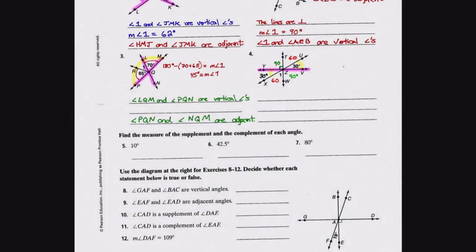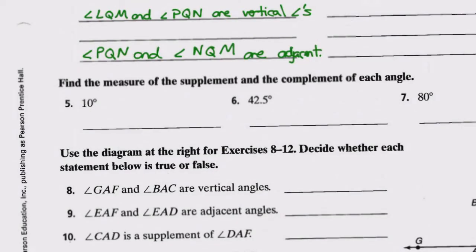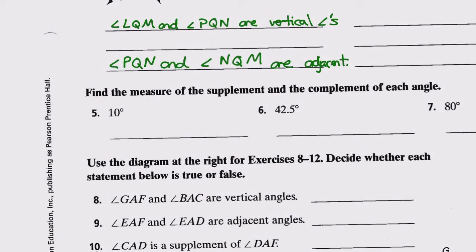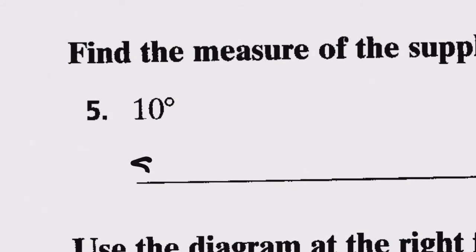Okay, let's go down here to number 5. They want you to find the supplementary angle and the complementary angle of 10 degrees. Let's zoom in here a little bit. What would be the supplementary angle? I'm just doing S and then the angle symbol. Yeah, Reagan? 170. It would, because supplementary angles have to add up to 180.